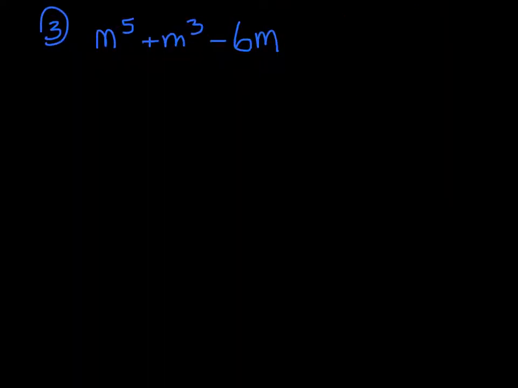So we need to factor completely. So I notice that there's a common factor, a GCF, of m, so I'm going to take that out, and I'm going to get m to the 4th plus m squared minus 6. Now, if I look here at what's left inside the parentheses, I can do my AM method. So what adds to 1 and multiplies to negative 6.